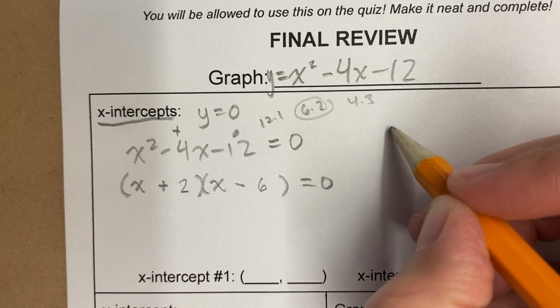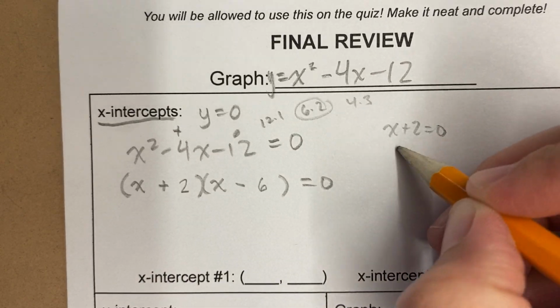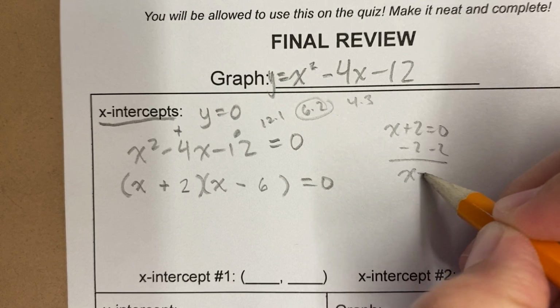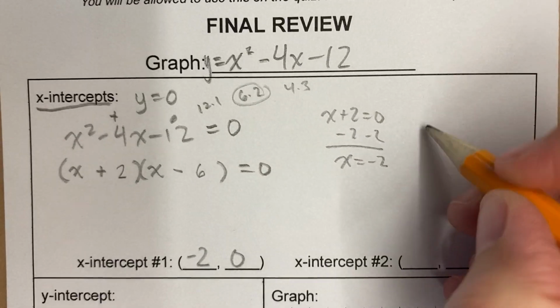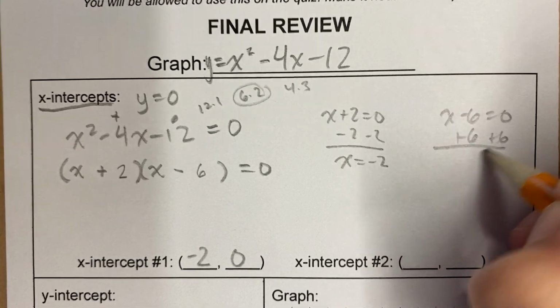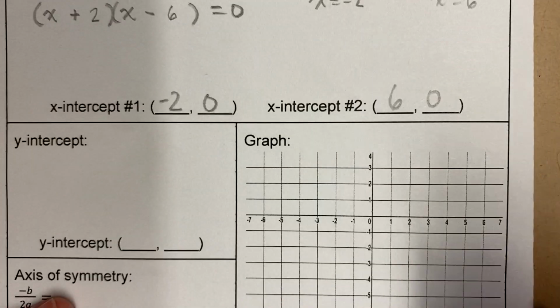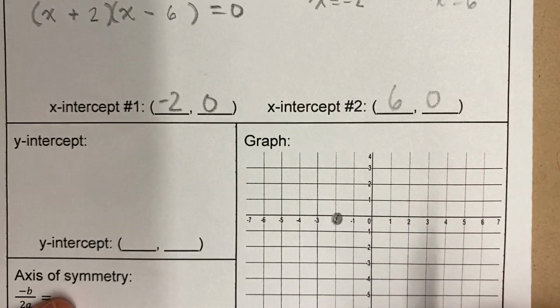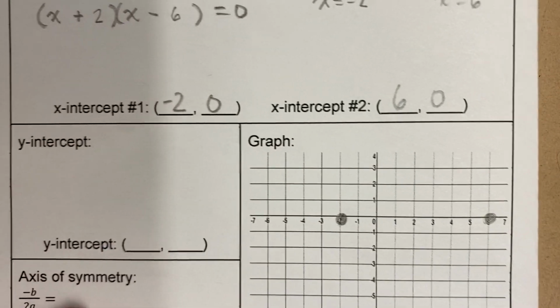Okay, so now I have this times this equals 0. So either x plus 2 equals 0, in which case x equals negative 2, that's this x-intercept. Or the other possibility is that x minus 6 equals 0, which means that x equals 6. I'm going to go ahead and graph negative 2, that's my left x-intercept, and my right x-intercept.